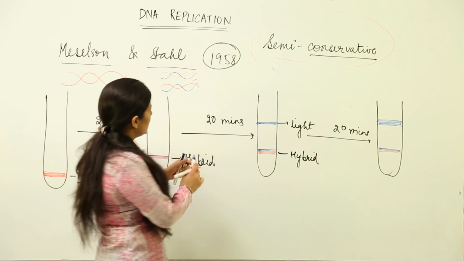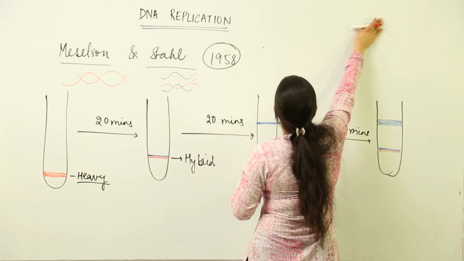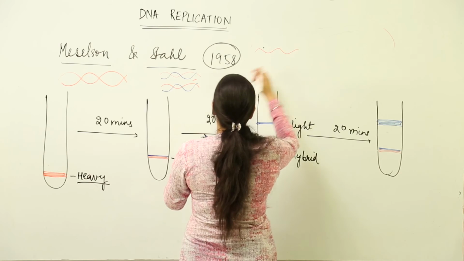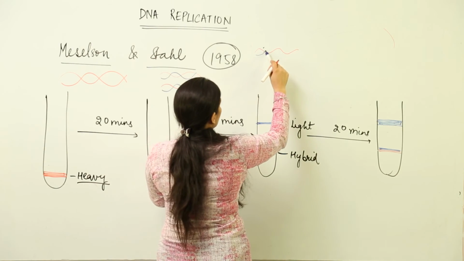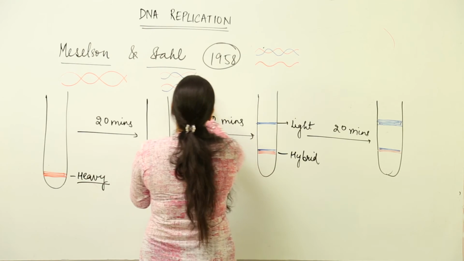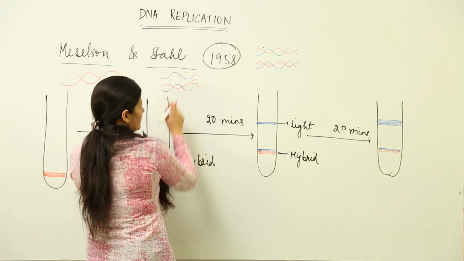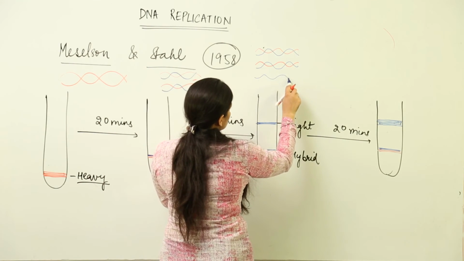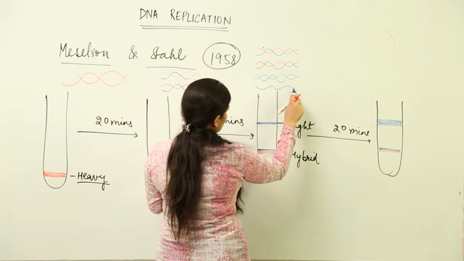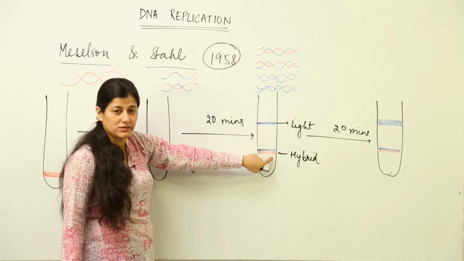Now, this DNA is going to give rise to more strands, and what it would be like, the hybrid is going to stay over there. This red is going to give rise to a new blue. Then we have the hybrid, this one, it is giving rise to a new one, and then we have this blue. This would also act as a template. Again we have blue, and we have this. So we get light as well as hybrid.